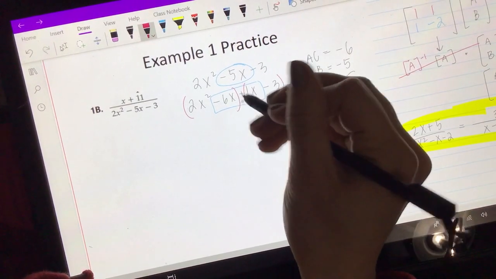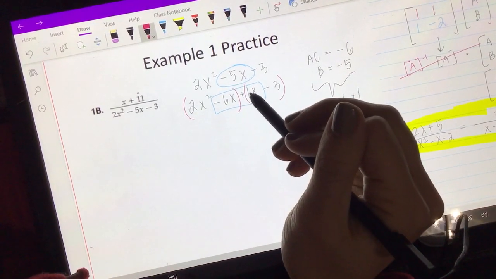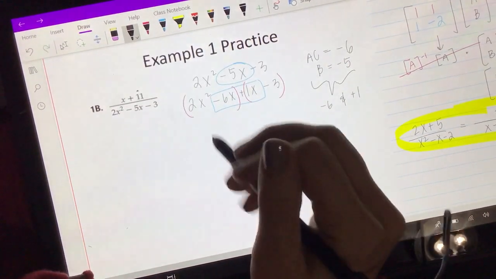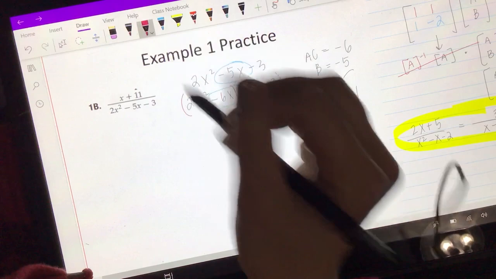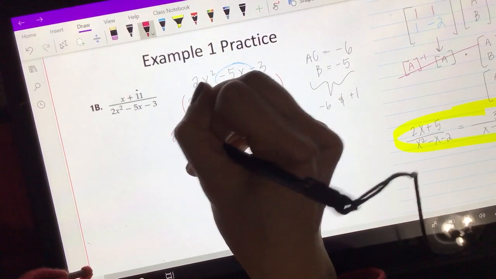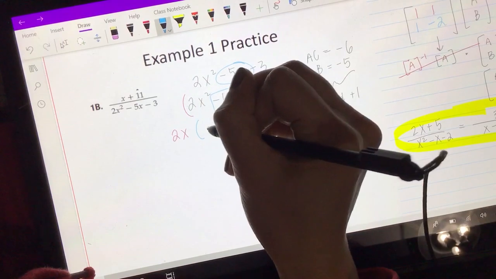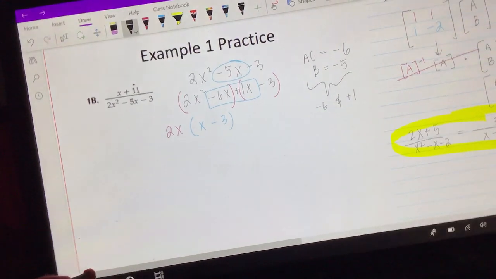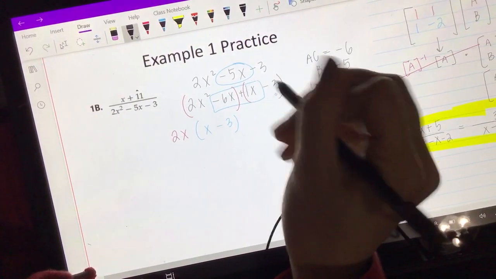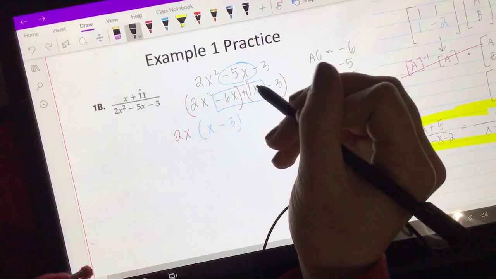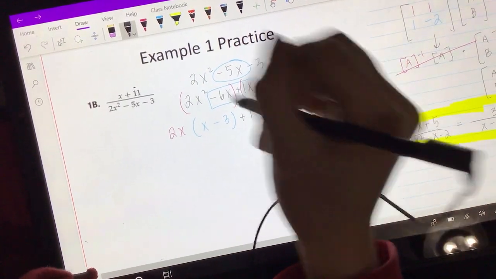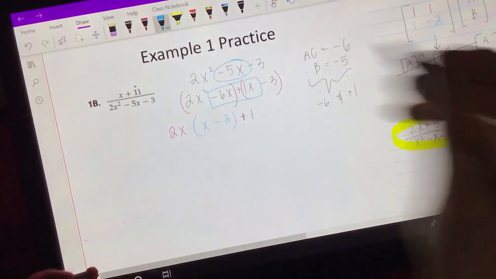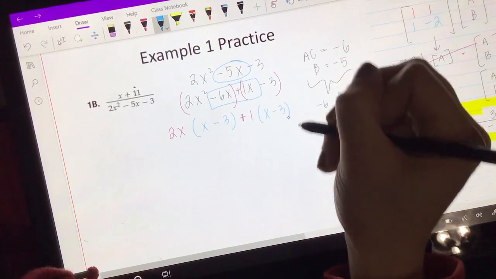Next, I group and make sure that there's a plus sign between your groups. If there's not, you need to include the negative in the group and make a plus sign between. All right, factor the greatest common factor out of each group. So the first group, the greatest common factor is 2x. I'm left with x minus 3. My second group, the greatest common factor is just a 1. So I'll just go ahead and pull out a 1. And I'm left with x minus 3.